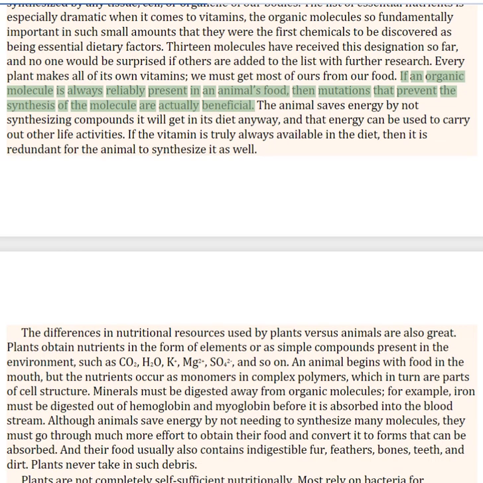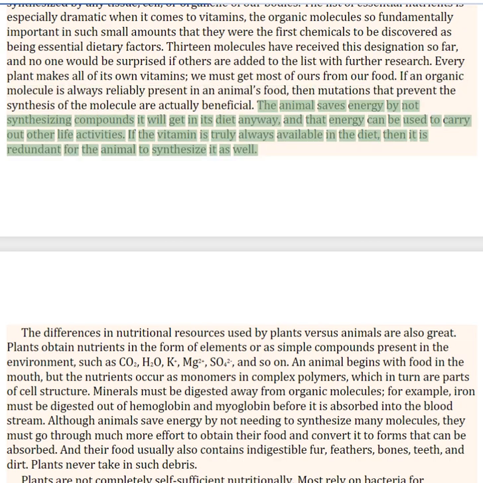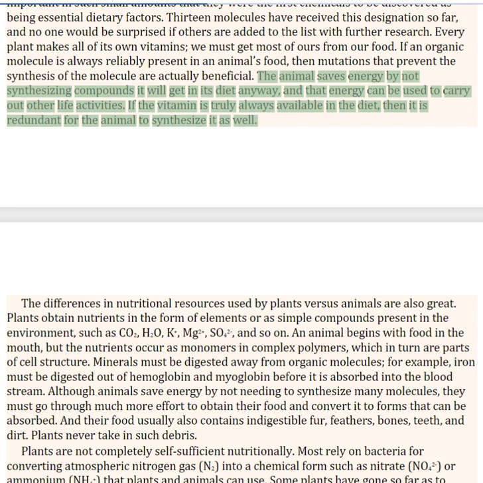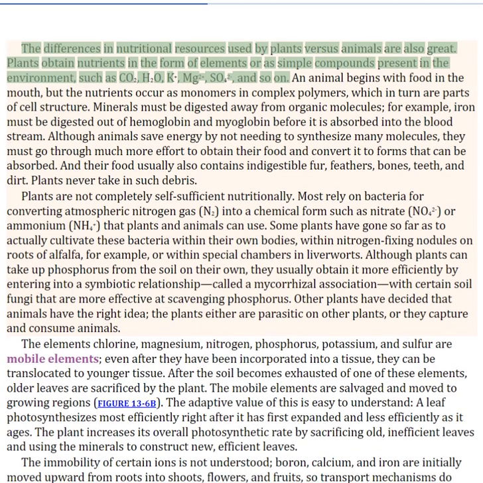If an organic molecule is always reliably present in an animal's food, then mutations that prevent the synthesis of the molecule are actually beneficial. The animal saves energy by not synthesizing compounds it will get in its diet anyway, and that energy can be used to carry out other life activities. If the vitamin is truly always available in the diet, then it is redundant for the animal to synthesize it as well. The differences in nutritional resources used by plants versus animals are also great.